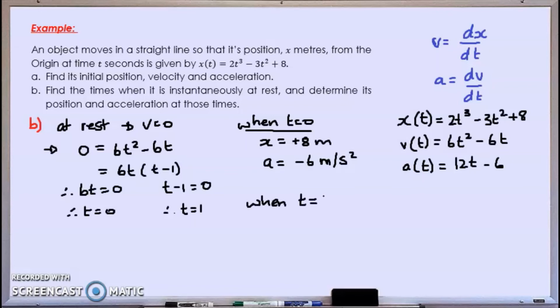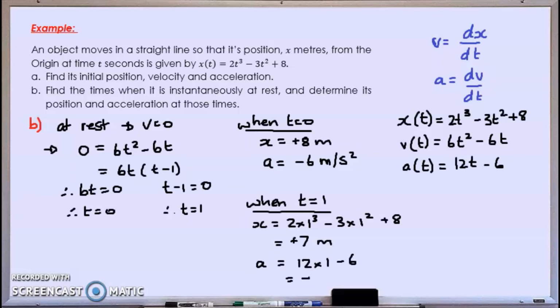When t equals 1, my position will equal 2 times 1 cubed minus 3 times 1 squared plus 8, which equals plus 7 meters. And my acceleration will equal 12 times 1 minus 6, which will equal plus 6 meters per second squared. Notice how in all the answers I've made sure I include a positive or a negative, so I show the direction of the movement.